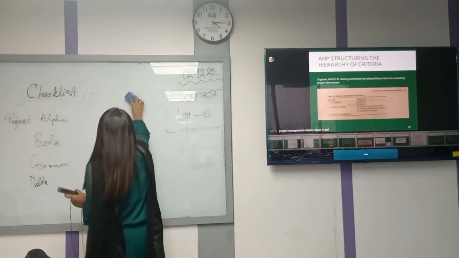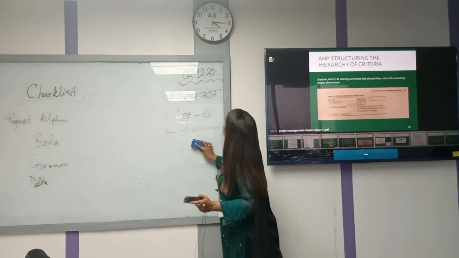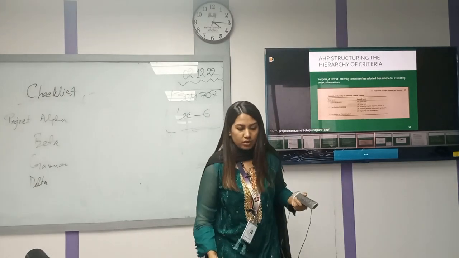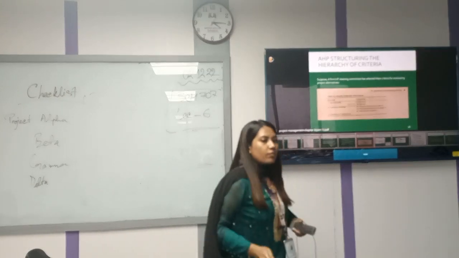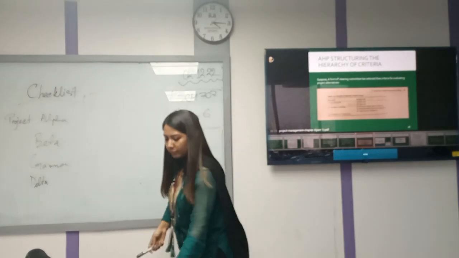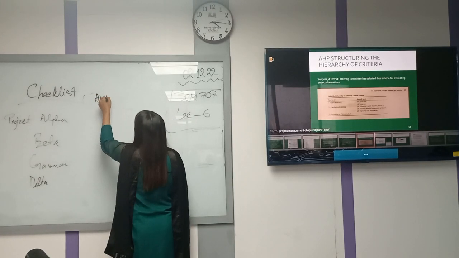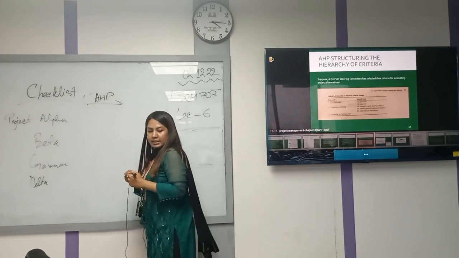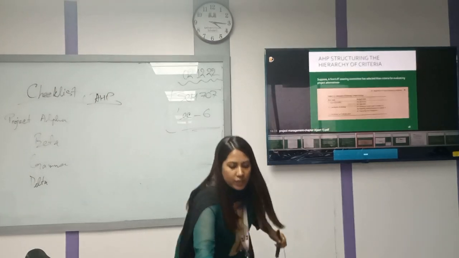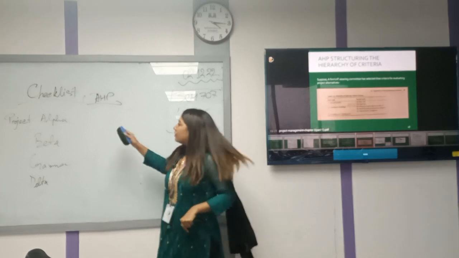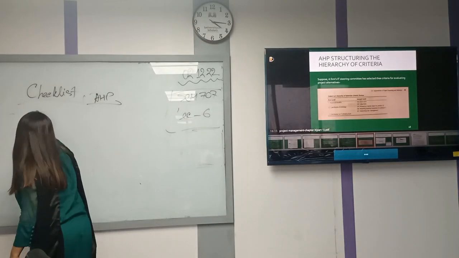Do I have time? 15 minutes, okay. So AHP তে আমি কি করতেছি, AHP তে we are deciding some criteria first and then some second level criteria, ঠিক আছে, sub level criteria.